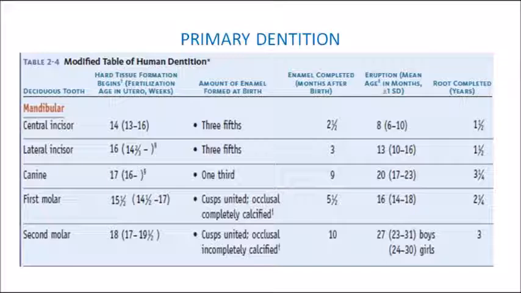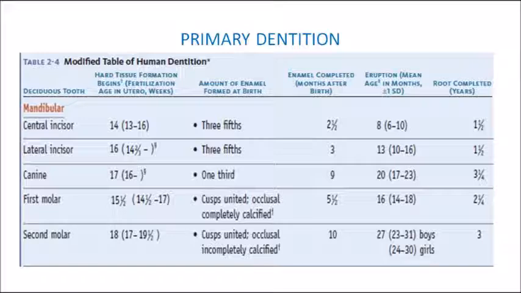Coming to the lower arch in primary dentition, the hard tissue formation is beginning at around 14 weeks in utero for the central incisors, then lateral incisors 16 weeks, canine 17 weeks, first molar 15 and a half weeks, and second molar 18 weeks. Now coming to the amount of enamel formed at birth, again for the primary dentition in the lower arch, the enamel is not completely formed for any of the primary teeth. Here also in the second primary molar the occlusal is incompletely calcified, whereas in the lower primary first molar the occlusal is completely calcified.